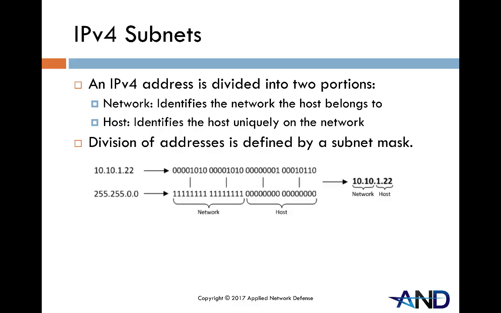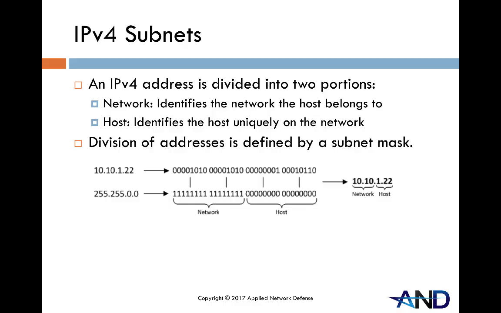So if you'll see here, we have 10.10.1.22, and on the top we have the binary representation of that broken out into each quad. Below that, we have another binary set of data, and you see the first two quads are all ones, and that is the network portion. By flipping those bits to a 1, we are saying this is the network portion of the address, and by leaving all the other bytes, the third and fourth bytes, zeros, we're saying that's the host portion.